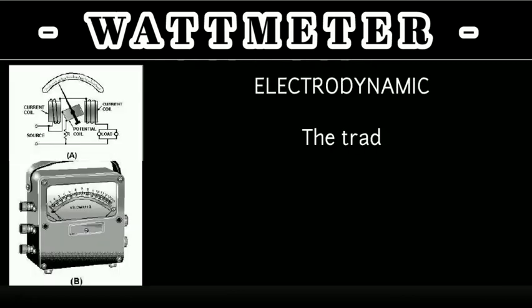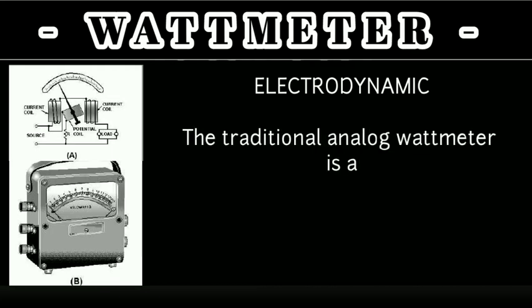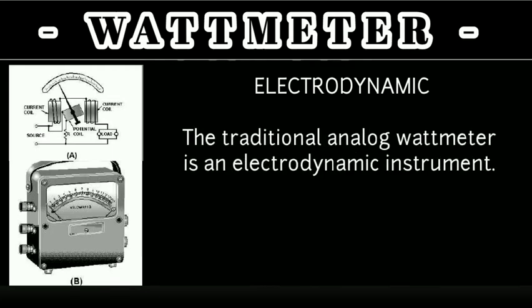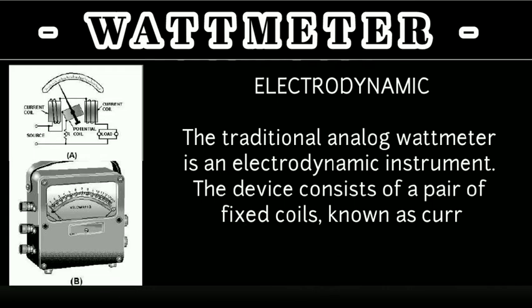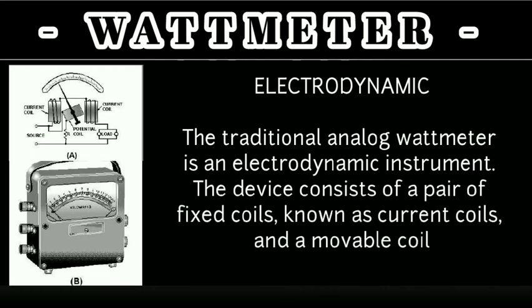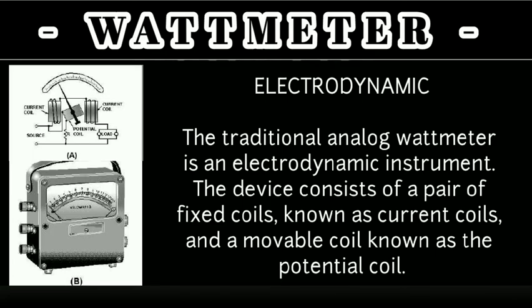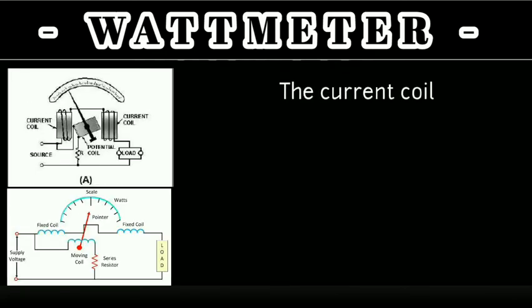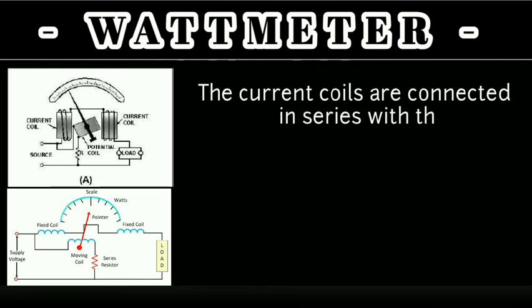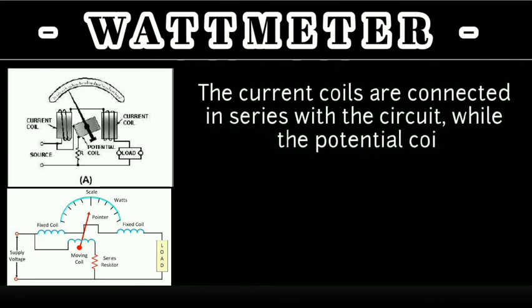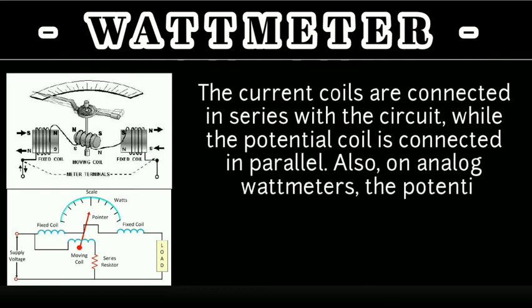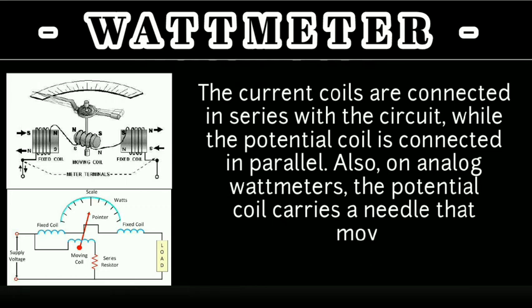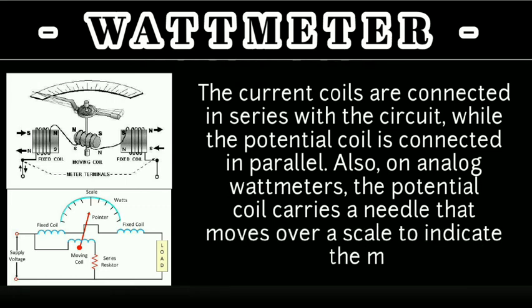Electrodynamic. The traditional analog wattmeter is an electrodynamic instrument. The device consists of a pair of fixed coils, known as current coils, and a movable coil known as the potential coil. The current coils are connected in series with the circuit, while the potential coil is connected in parallel. Also, on analog wattmeters, the potential coil carries a needle that moves over a scale to indicate the measurement.